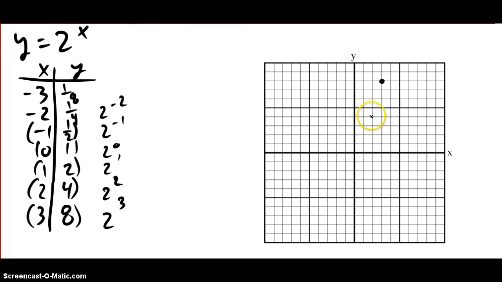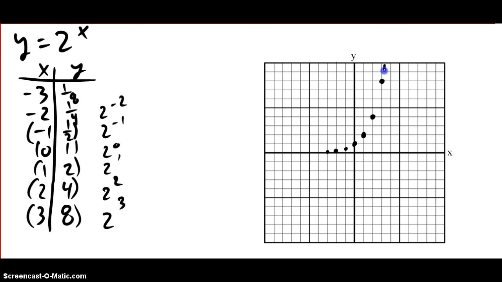Okay, 2 comma 4. 1 comma 2, 0 comma 1. So you can see it's kind of coming down here. Okay, negative 1 comma a half. So we go negative 1 and then a half. Negative 2, a fourth. It's going to be like right there. Negative 3, an eighth. It's going to almost be on the axis there.